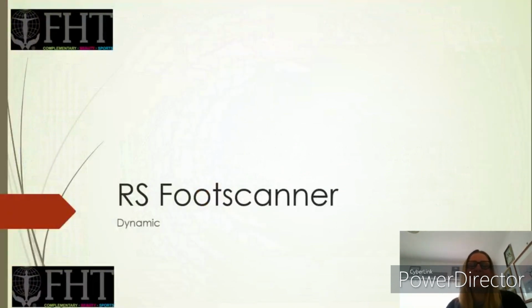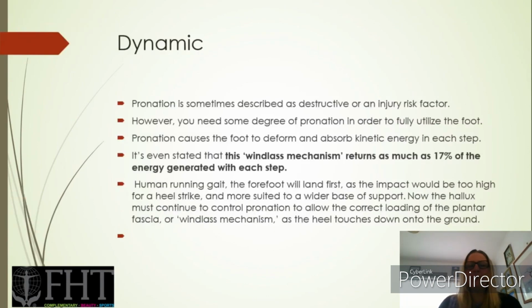We're now going to look at the dynamic data from the golfer. But there's a few things to mention before we actually look at the data. A lot of therapists will say pronation is really destructive or an injury risk factor. But during gait, you actually do need some degree of pronation in order to fully utilize the foot. Pronation will cause the foot to deform and absorb kinetic energy in each step. It's stated that the windlass mechanism returns as much as 17% of the energy produced with each step.